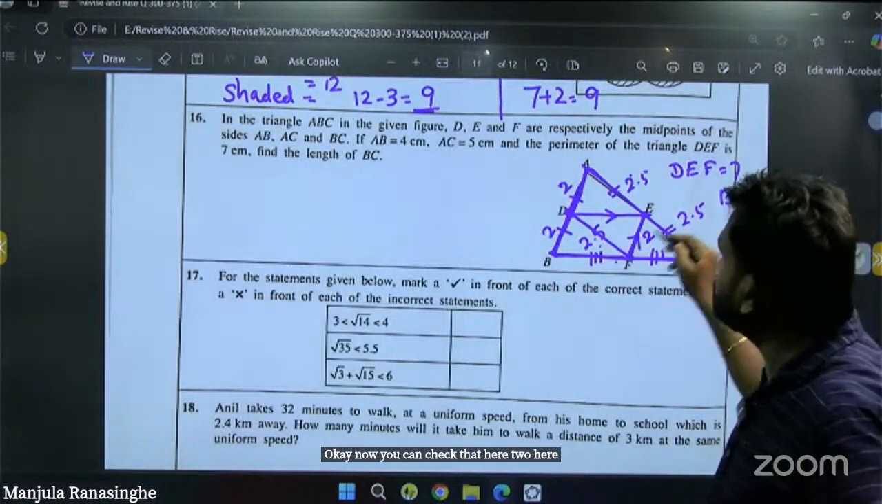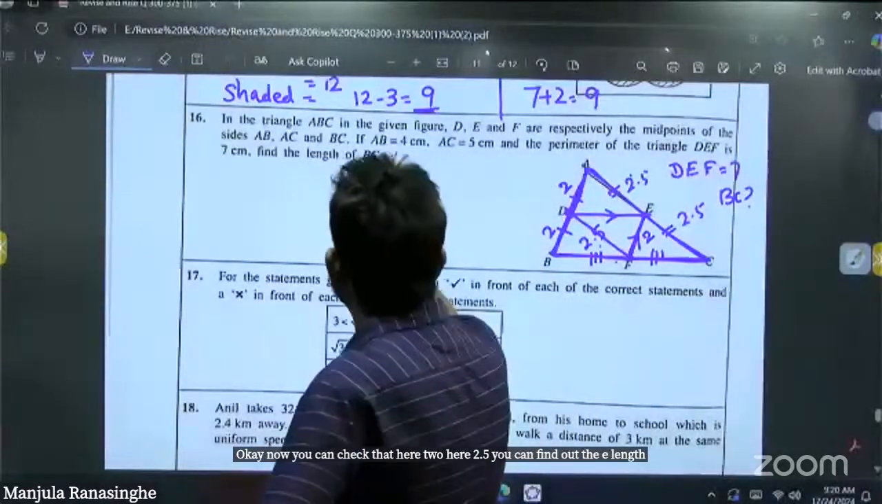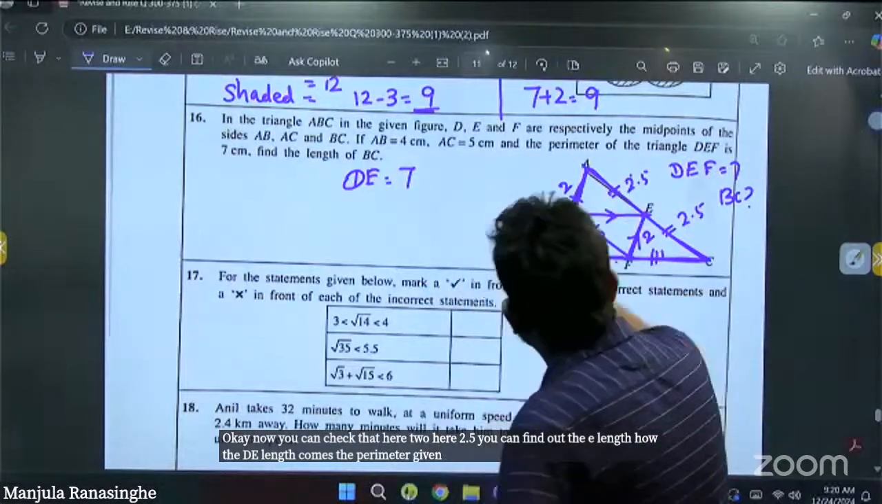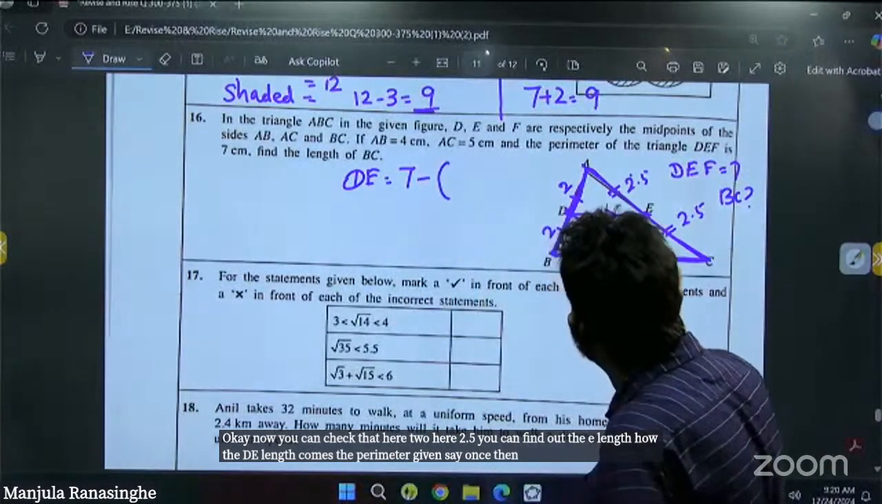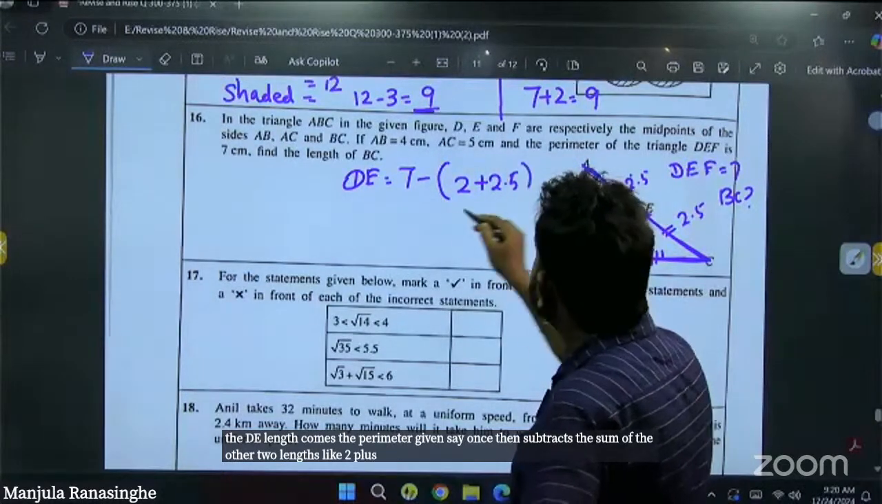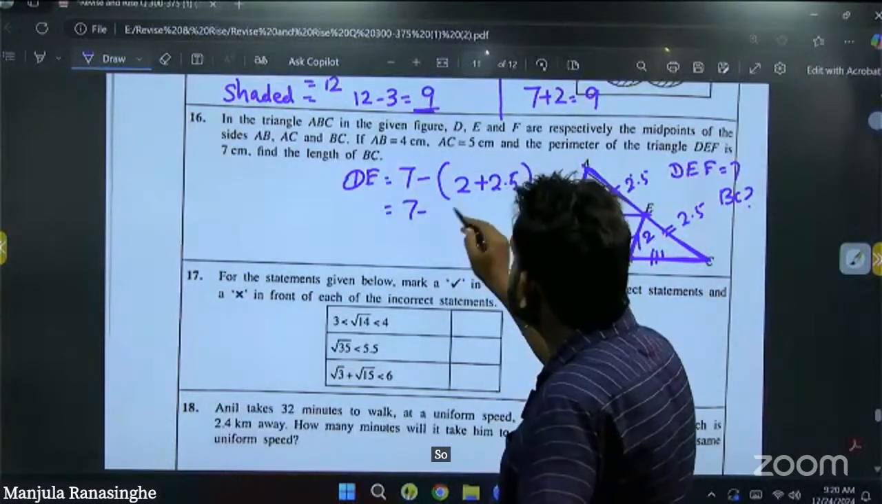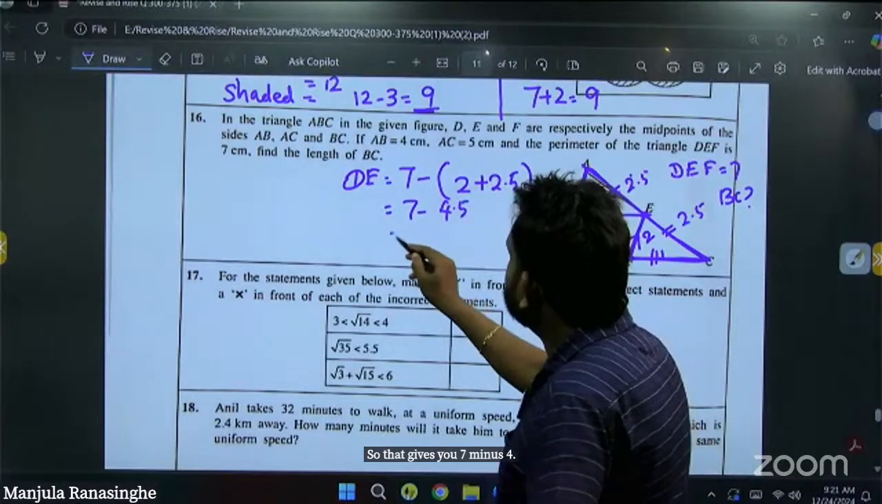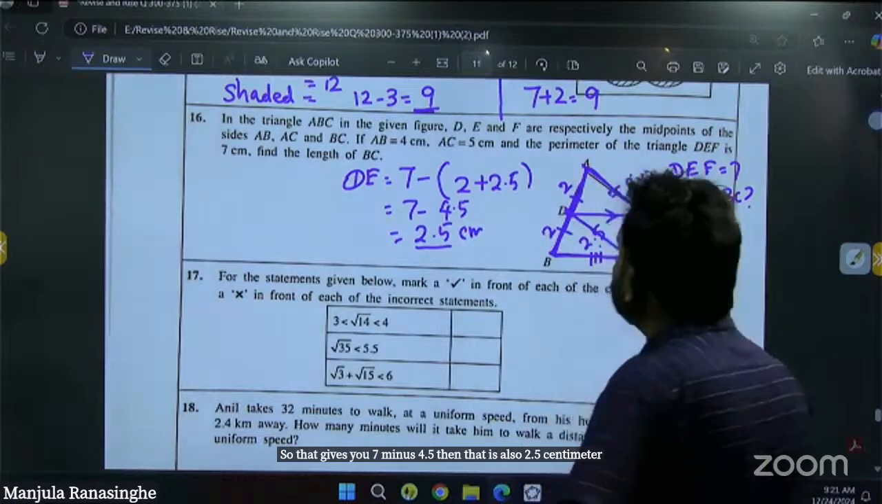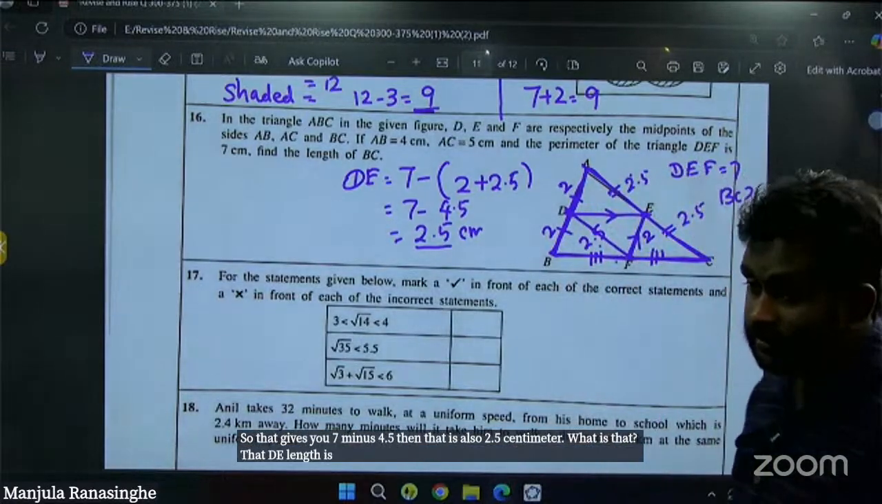You can find out the DE length. How does the DE length come? The perimeter given is 7, then subtract the sum of the other two lengths, like 2 plus 2.5. So that gives you 7 minus 4.5. Then that is 2.5 centimeter. That DE length is 2.5 centimeter.